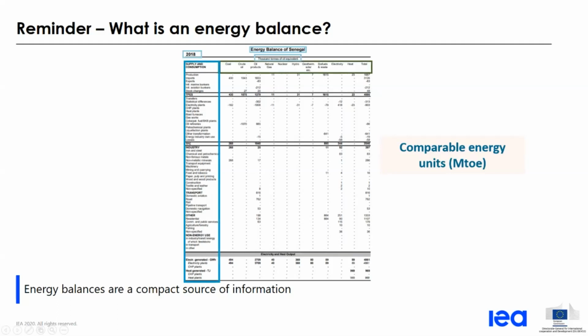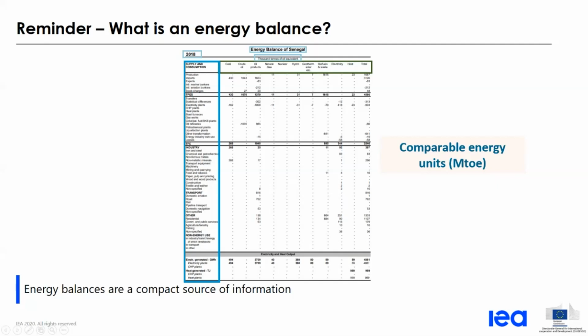Then on the rows, you have all the different flows that go from supply, so the production, the trades, the use on international aviation and the marine, and then the transformation sector, the energy sector own use. So for example, a power plant that is using some energy for its own functioning, the losses, and finally, the final consumption by different sectors, so industry and all the subsectors, transport, etc.